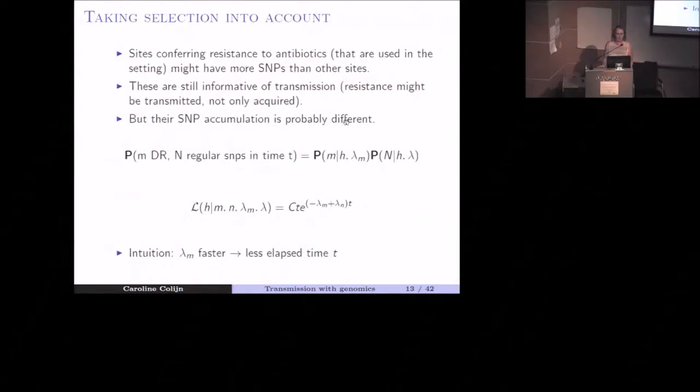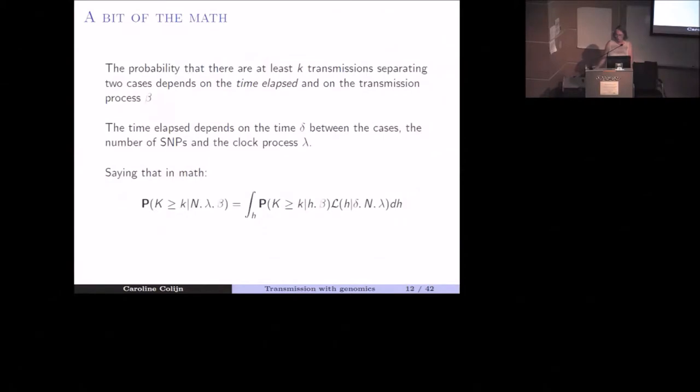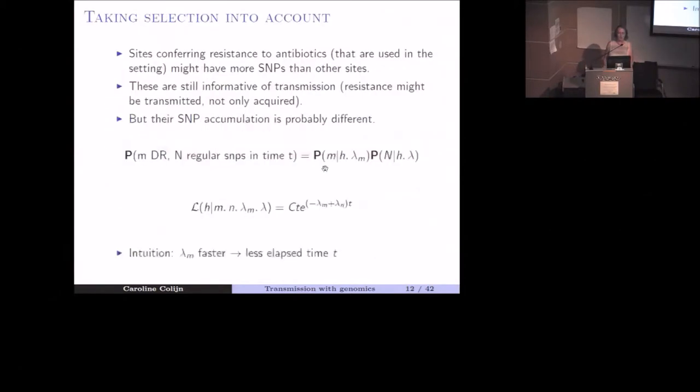Okay. So now we might want to model selection. This part didn't have the selection in it. Notice there were no M's in here. So if we put selection in it, we modeled that sites conferring resistance to antibiotics, especially antibiotics that are in use in the community in which your data are coming from, might have more SNPs than other sites. And in fact, estimates of the baseline rate of SNP acquisition in TB are about half a SNP per genome per year normally, and up to about 10 times that for sites that are associated with resistance.